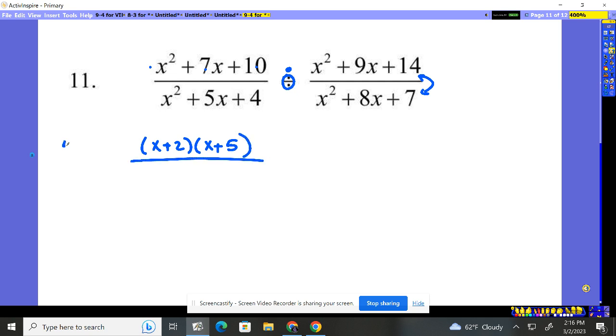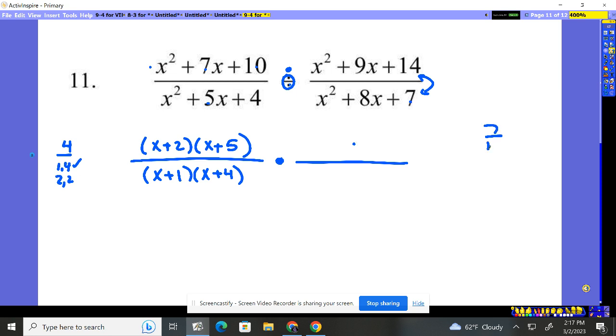With the 4, 1 times 4, 2 times 2, what's going to add to give me the 5? The 1 and the 4. So this breaks down to an x plus 1, x plus 4. This division changes to multiplication. The top here is going to be this guy.